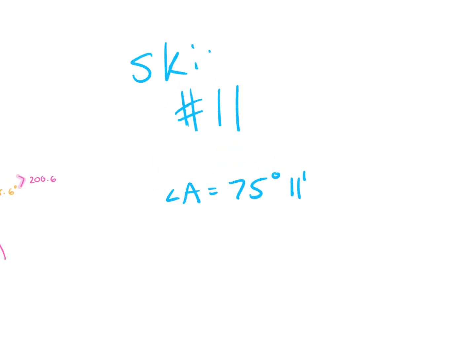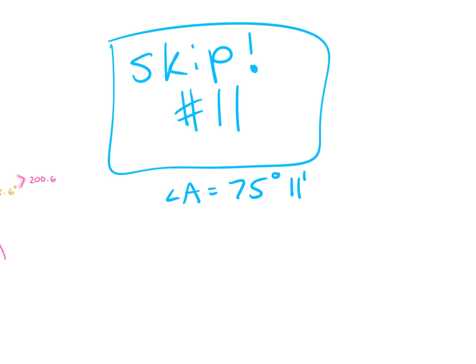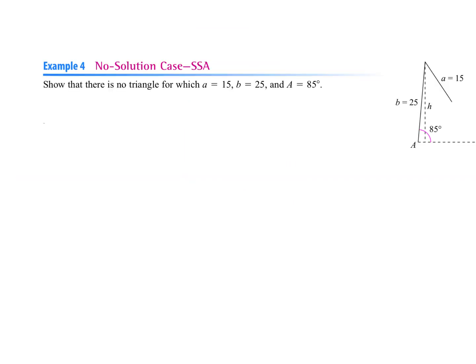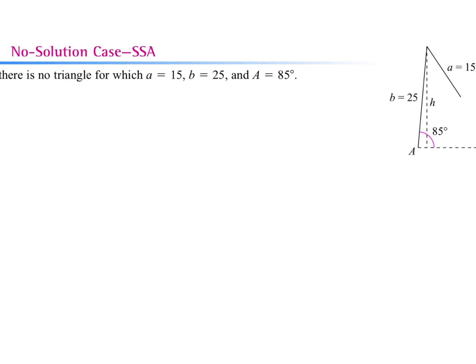One more thing for the homework. There's a question number 11. It gives you degrees and seconds. You'll see it kind of looks funky. Like it'll give you angle A is 75 degrees and 11 seconds. It'll say something like this. Skip number 11. So you'll kind of see how the degrees is a little bit funky. Just skip 11. Don't worry about it. I'll be nice when I look at the grade. Skip number 11.